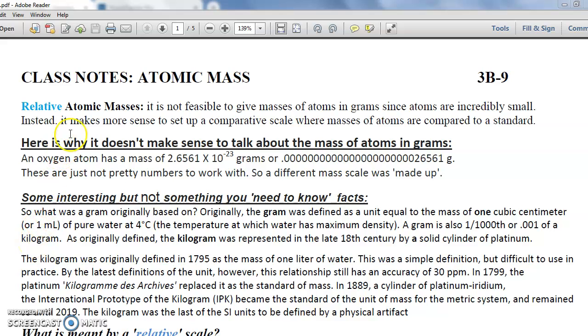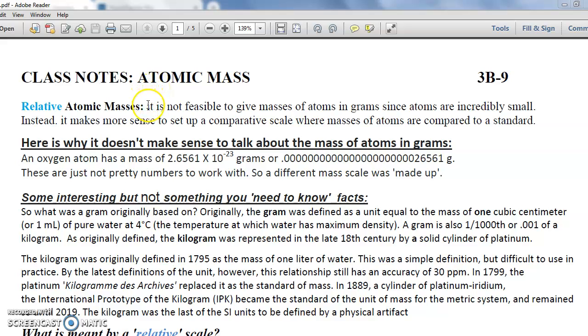Welcome to our class notes videos over atomic mass 3B9. In this class notes discussion, we'll be taking a look at that decimal number on the periodic table of elements, and our goal is to come away understanding where they get that number and what it means.